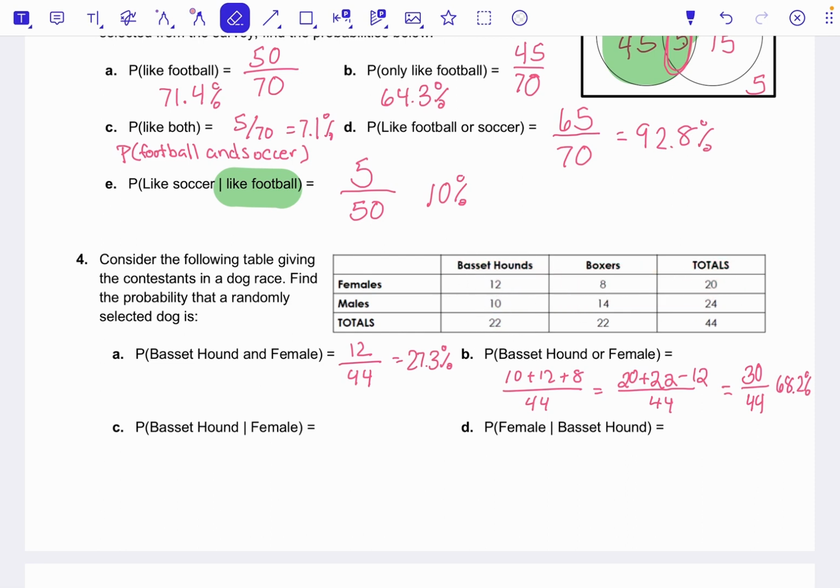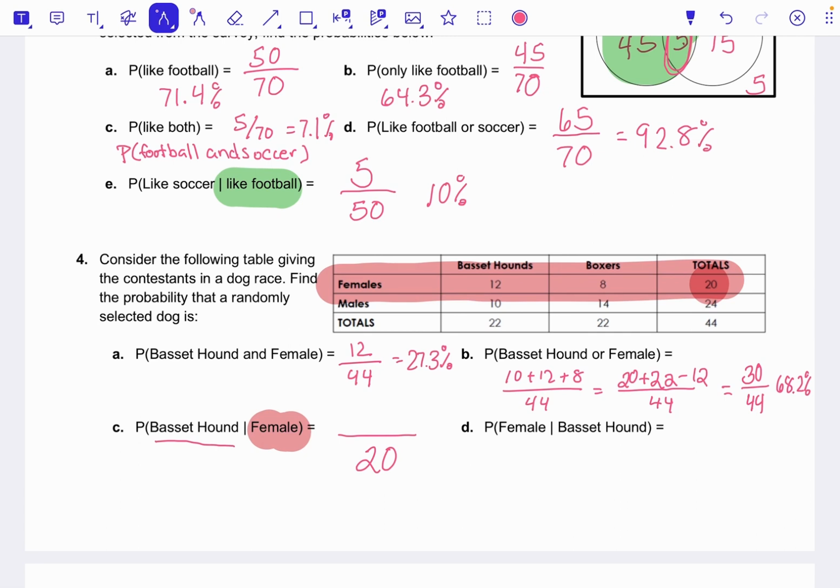Alrighty, now we move on to some conditional. So we're saying a Basset Hound given that it's a female. So the female here means I'm going to be focused purely on this top row. So we know that this is out of 20, and of that 20, how many were Basset Hounds? Well, 12. And that would then get us a 60%.